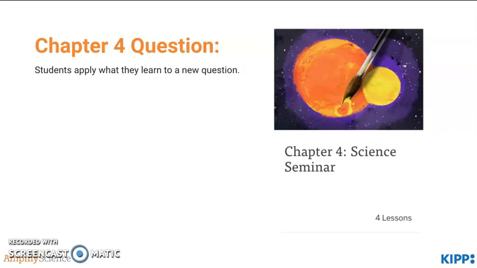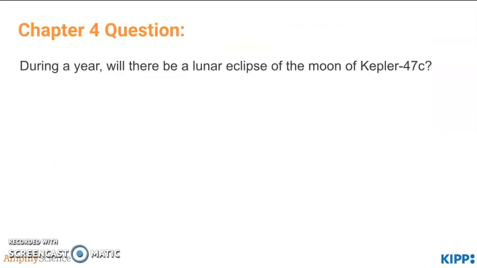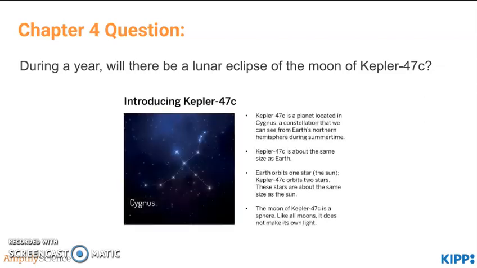Now in Chapter 4, students apply all they have learned to a new phenomenon. In this case, the question is really awesome, and it is, will there be a lunar eclipse of the moon of Kepler 47c during a given year? On the first day, students learned that Kepler 47c is a planet located in a 2-star system. It also has its own moon.